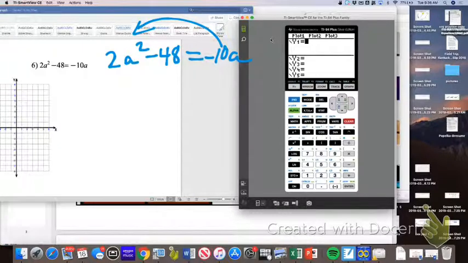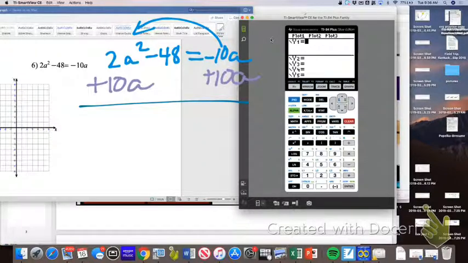So how am I going to cancel out that minus 10a over on the right-hand side? What cancels out a minus 10a? A plus 10a, right? So I'm going to add 10a. And you're right, ma'am, I'm going to add it to both sides. Okay, so now on my right-hand side, it's going to cancel out.